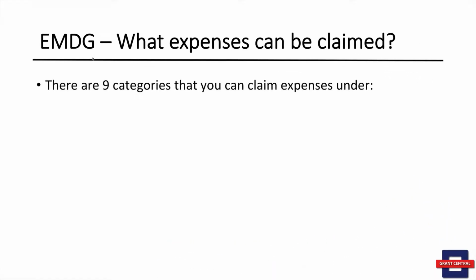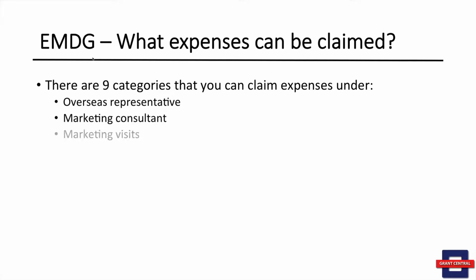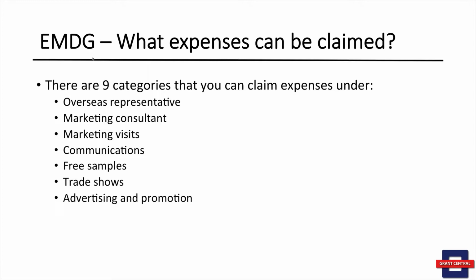There are 9 categories that you can claim expenses under: overseas representative, marketing consultant, marketing visits, communications, free samples, trade shows, advertising and promotion, overseas buyers, and patents and trademarks. We'll now look at these in more detail.